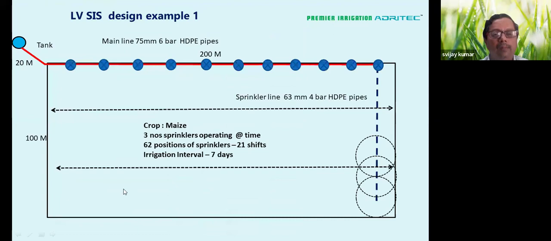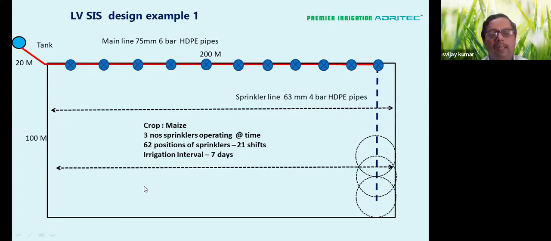So how is this going to be laid out? This is how it is going to be laid out. You have the tank over here. This is the plot, 100 meters by 200 meters. And this is the main line that is going to come at the edge of the plot. And you are going to have these shifting positions of the sprinkler line. The dotted line is the sprinkler line. And there are going to be 3 rain guns or 3 sprinklers over here. Like I told you in the calculation, we have 3 sprinklers operating at a time. And there are 62 positions for this entire area to be covered.